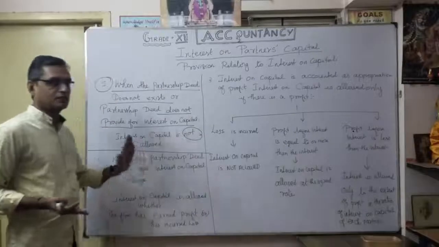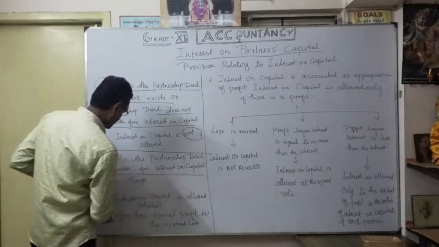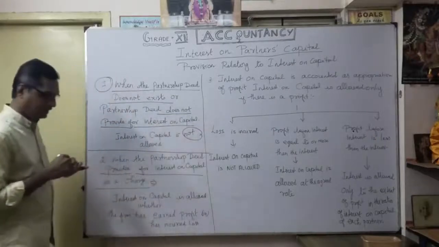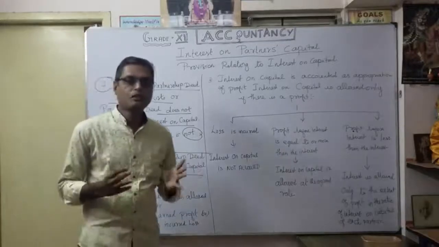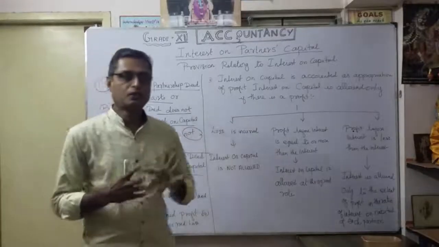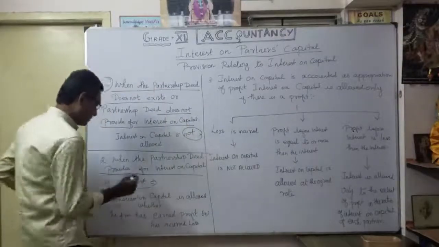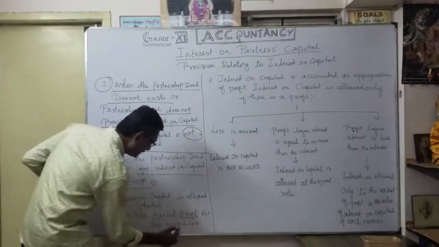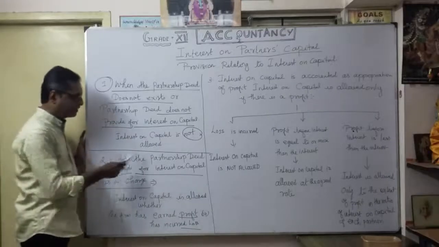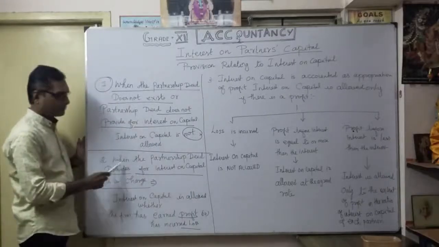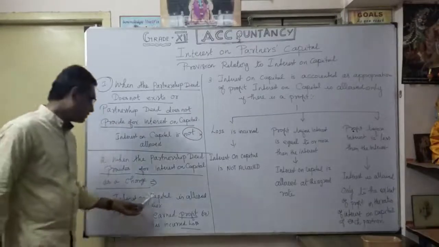Now the second situation. Suppose the partnership deed provides for interest on capital as a charge. You know very well what a charge is. Interest on capital is charged whether the firm earns profit or loss. That's the meaning of a charge. So interest on capital is allowed whether the firm has earned profit or loss. When the partnership deed provides for interest on capital as a charge, naturally interest on capital is allowed.